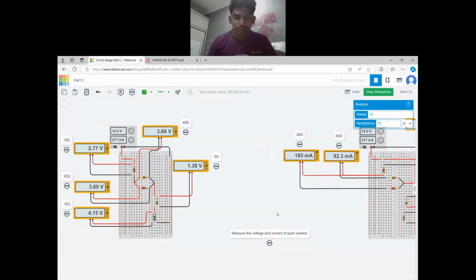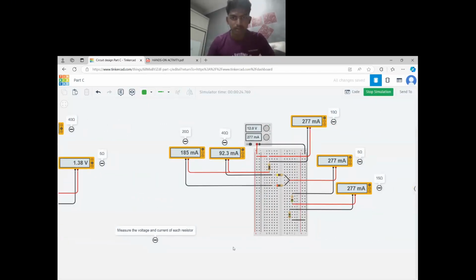And on your right side, we have measurements of the current for each resistor. They are given to us in digital form, and we have created these circuits on a breadboard. And that's it for me today.